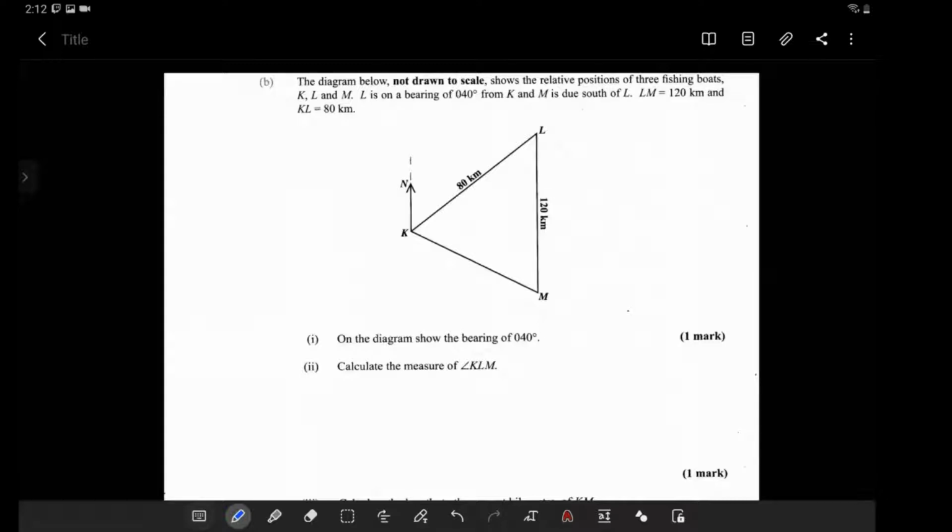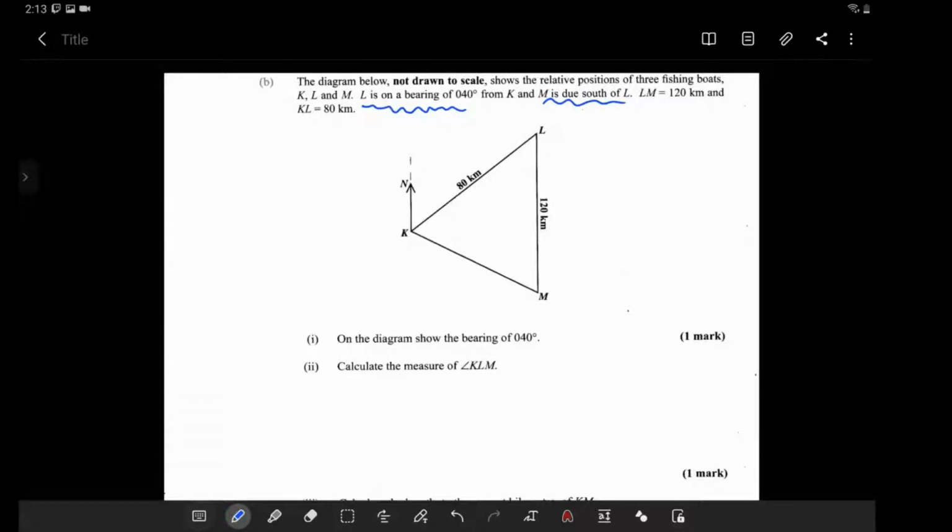The diagram below, not drawn to scale, shows the relative positions of three fishing boats, K, L, and M. L is on a bearing of 40 degrees from K, and M is due south of L. So this is important, that L is on a bearing of 40 degrees from K, and M is due south of L. That's important. LM is equal to 120 kilometers, and KL is 80 kilometers. On the diagram, show the bearing of 40 degrees.